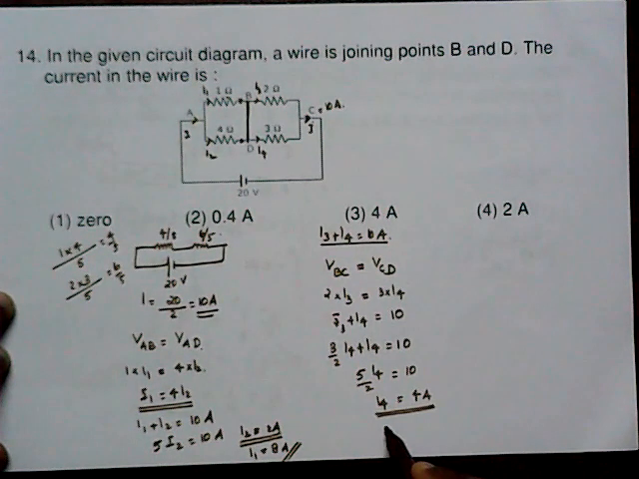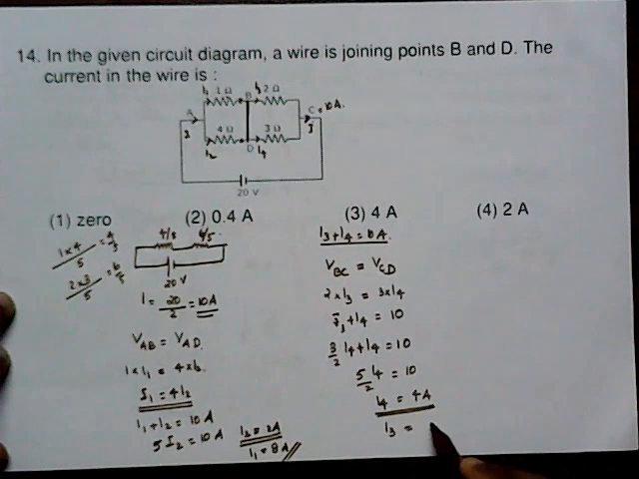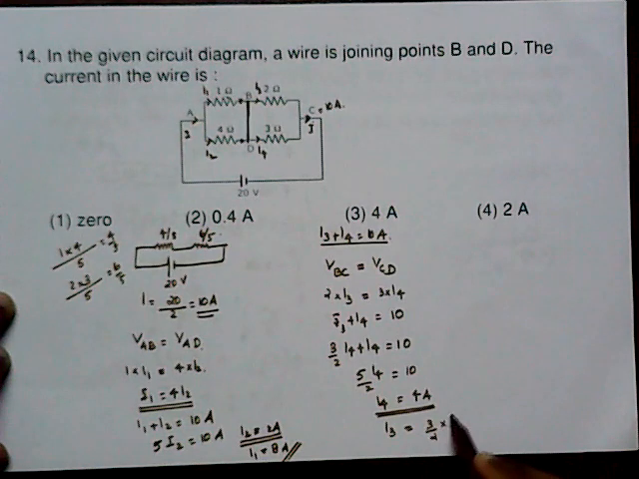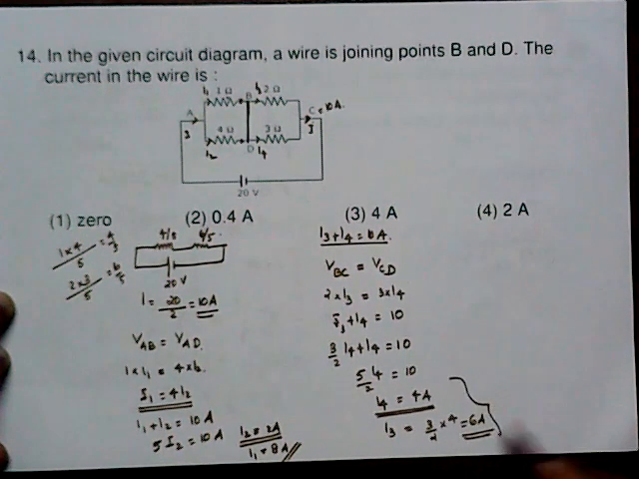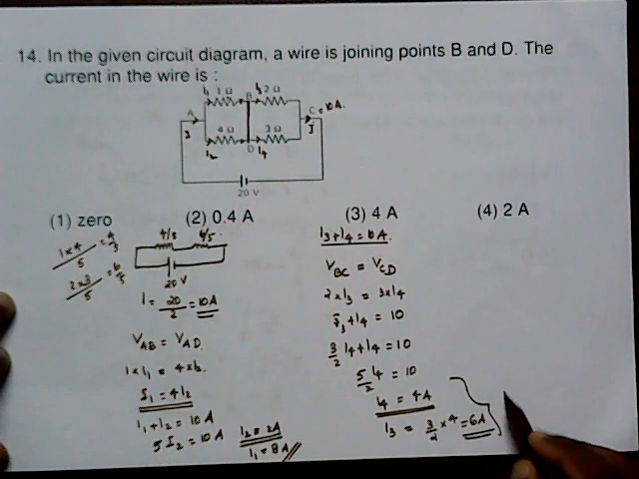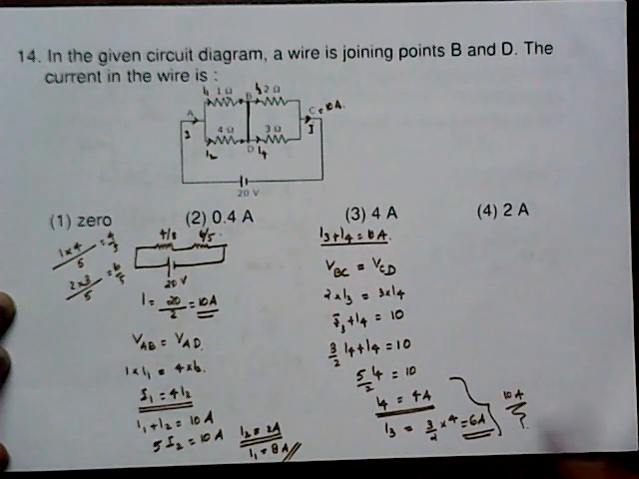Then what is the value for I3? So I3 is equal to 3 by 2 times 4, so that is equal to 6 ampere. From that, evidently, 4 plus 6 is equal to 10 ampere. So that is a very important concept.